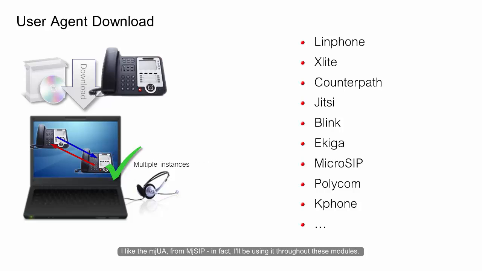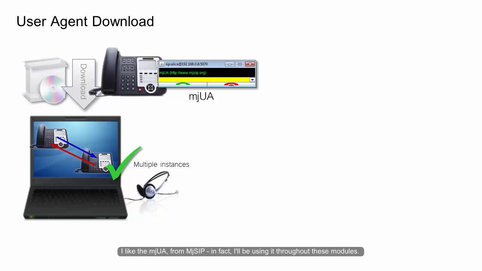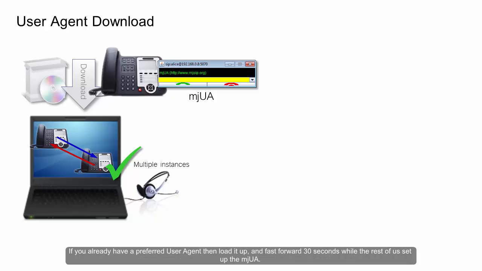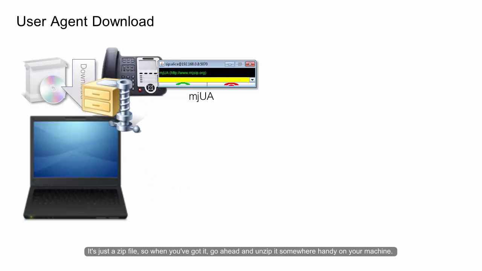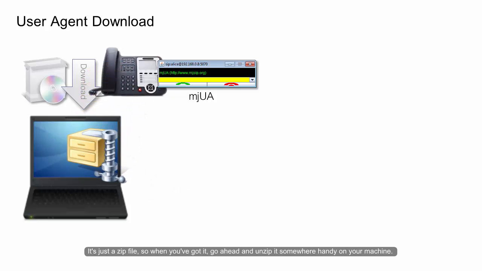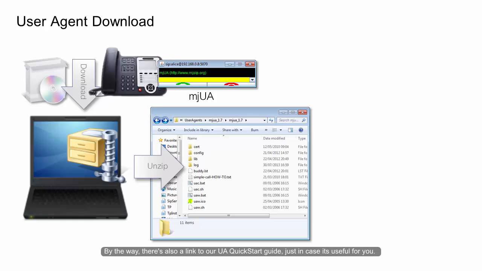So if you want to do everything from your laptop, be sure to choose one that will run multiple instances. I like the MJUA from MJSIP. In fact, I'll be using it throughout these modules. If you already have a preferred user agent, then load it up and fast forward 30 seconds or so while the rest of us set up the MJ user agent. Otherwise, go to mjsip.org to begin the download. Now, it's just a zip file, so when you've got it, go ahead and unzip it somewhere handy on your machine. By the way, there's also a link to our user agent quick start guide, just in case it's useful for you.